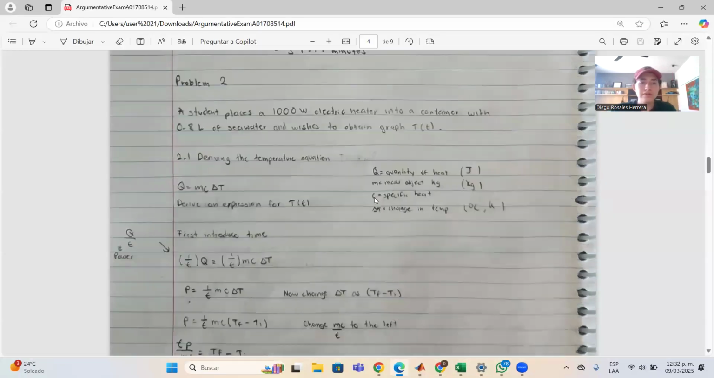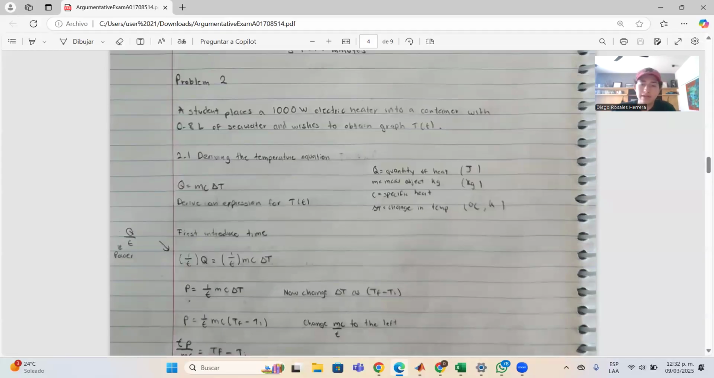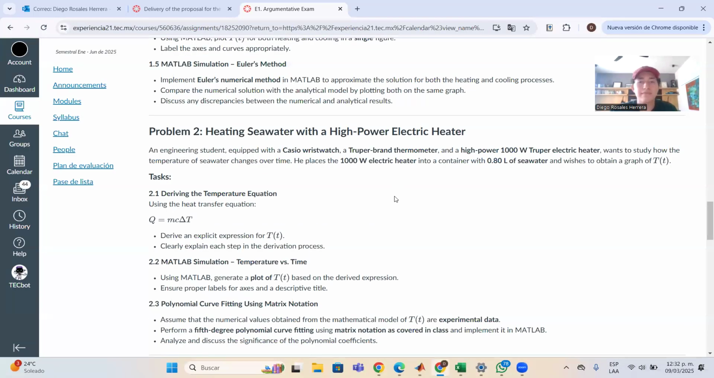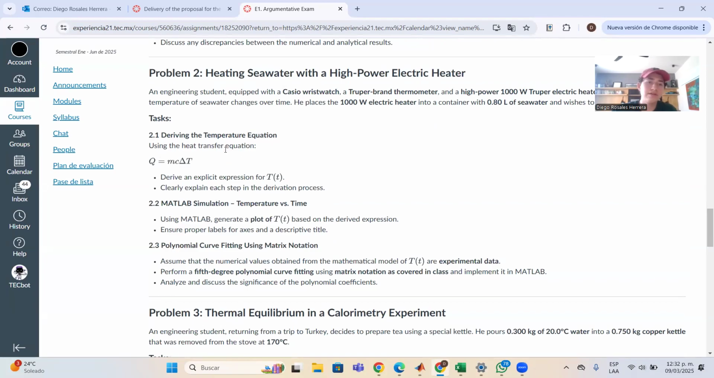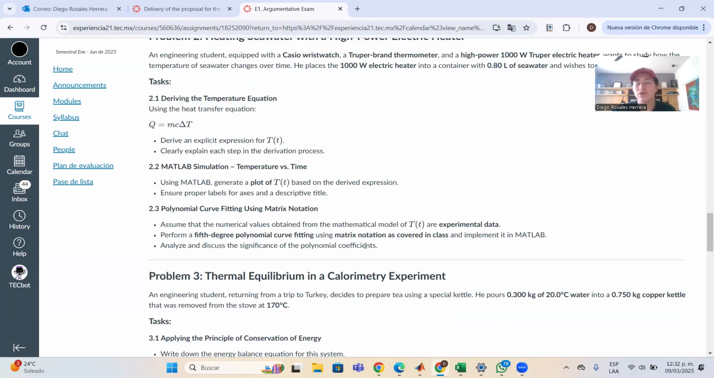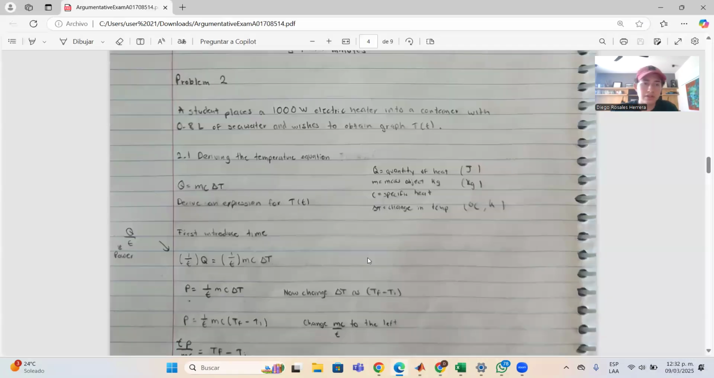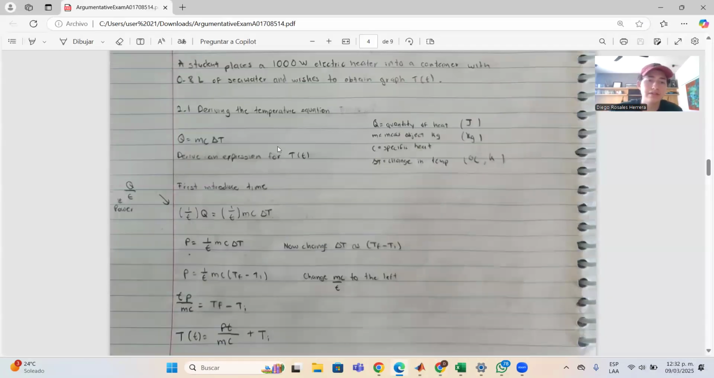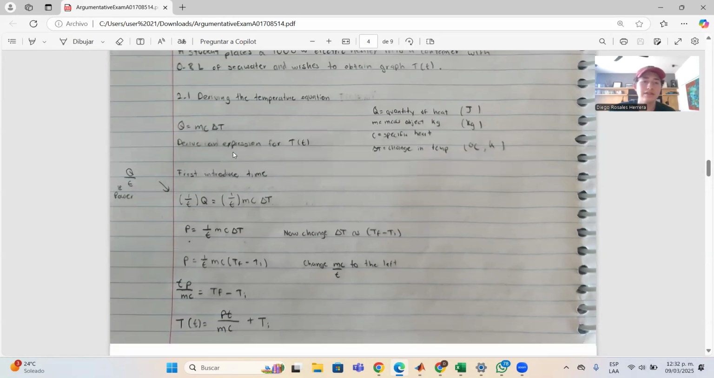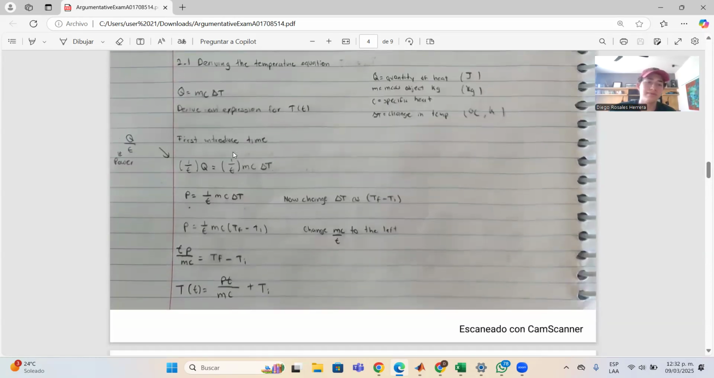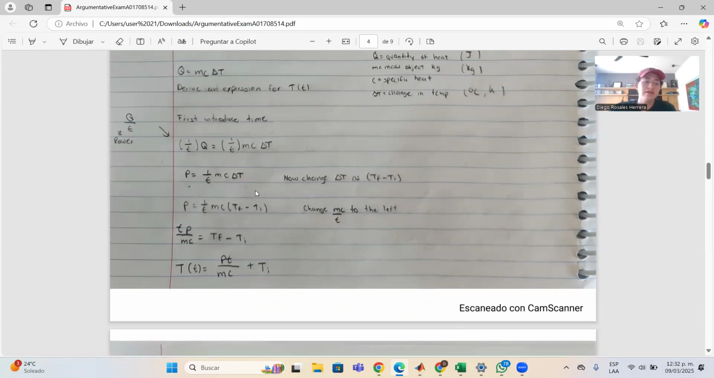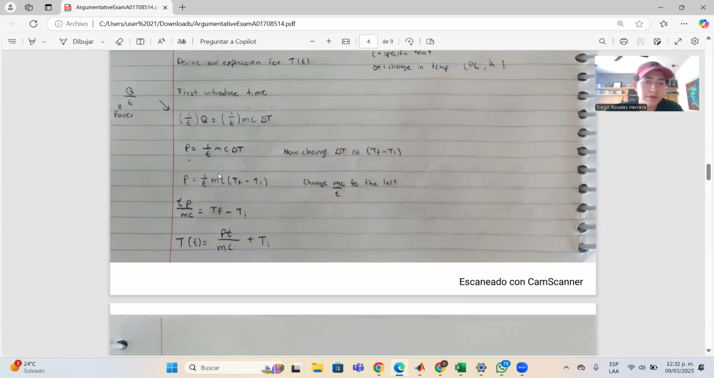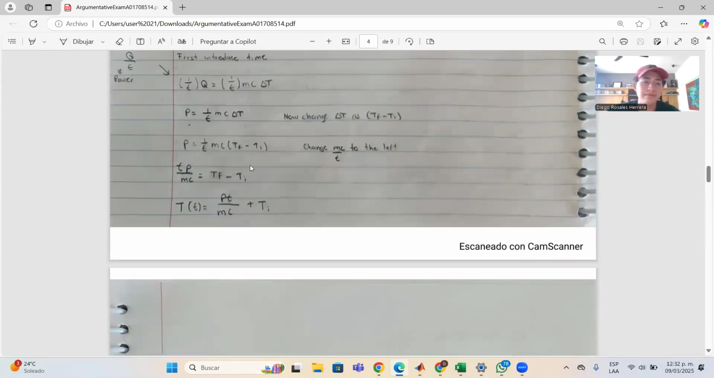Now for problem number 2, which is heating seawater with a high power electrical heater. First we're going to derive the temperature equation, do a MATLAB simulation, and curve fitting. To start off deriving this temperature equation, I just start with this equation, which is Q equals mc delta T. And I'm going to look for a function of temperature with respect to time as well. So to get this, I'm just going to divide by time on both sides. This equals power on the left side, and then I'm going to change delta T as TF minus TI.